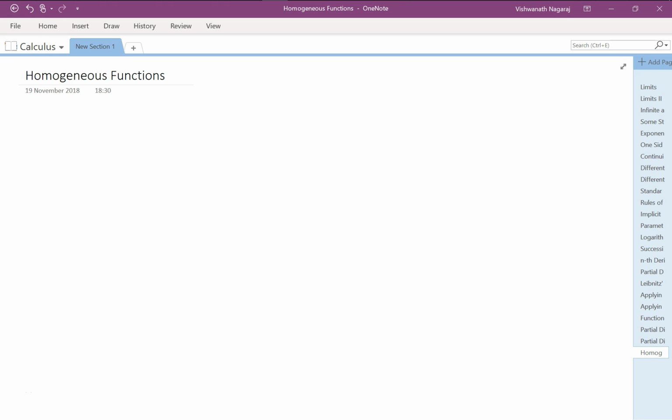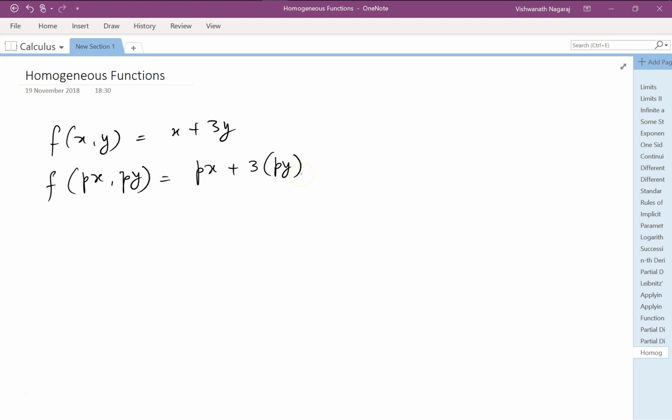Let's look at a function. Let's say f of x comma y equal to x plus 3y. Now what I do is I multiply both x and y by the same argument. So let us say px comma py. So that means x value is px, so I write px. Y value is py, so I write py. Now I simplify it.